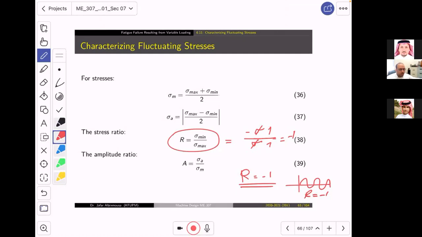Now, we will say in a minute that in reality, the mean is maybe never zero. Most of the time, there is always a mean. You cannot guarantee that the maximum is the same as the minimum. You have variable loading and so on. So zero mean is a special case. So if it is a special case, why don't we do the test as a standard? First thing we do is to run them with zero mean stress.